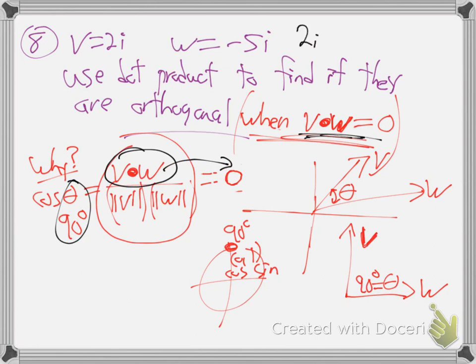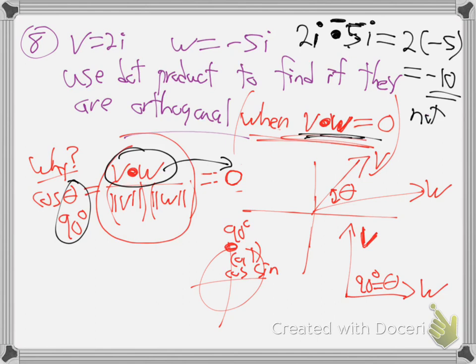So let's do it. 2i dot negative 5i. What's the dot product of 2i and negative 5i? Oh, thank you, I lost the negative sign there. It's just 2 times negative 5. You just multiply the numbers. You drop the i's, and if there were j's, we'd drop those too. We just don't happen to have any j's. It's a weird one, it just has i's. So 2 times negative 5 is negative 10. It's not 0. So no, they're not orthogonal.